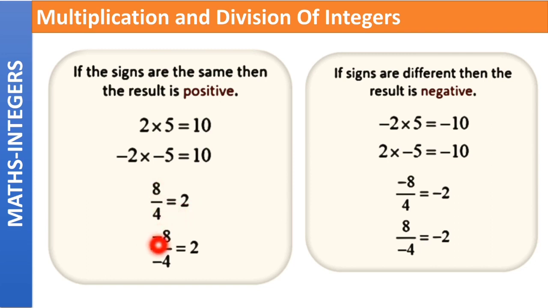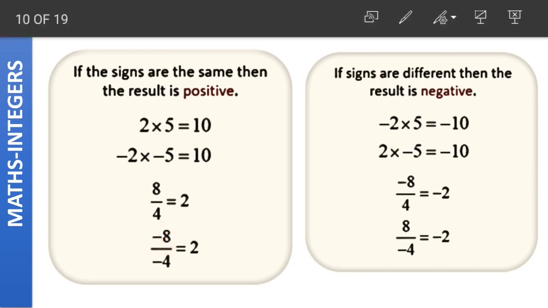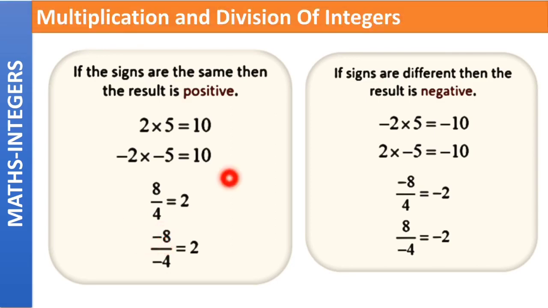Next one is minus 8 divided by minus 4. Again, both the numbers are negative. That means both the signs are same. So what will the result be? The result will be positive. Again, the absolute value 8 divided by 4 is equal to 2.